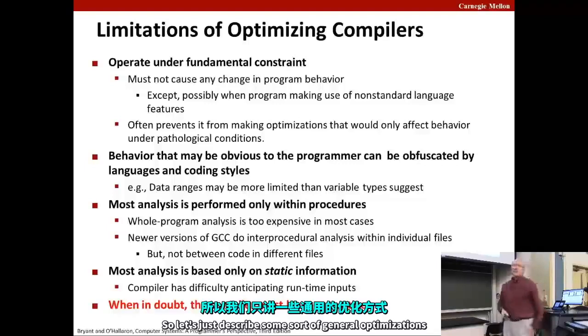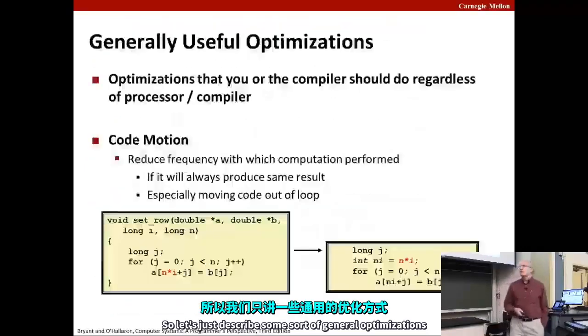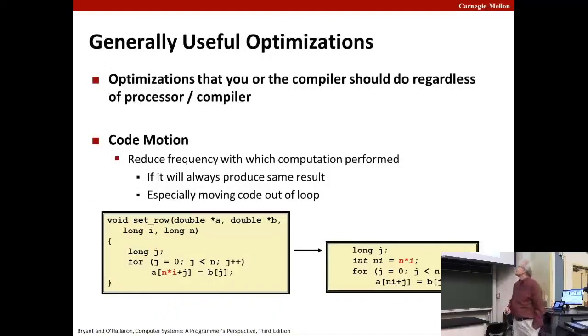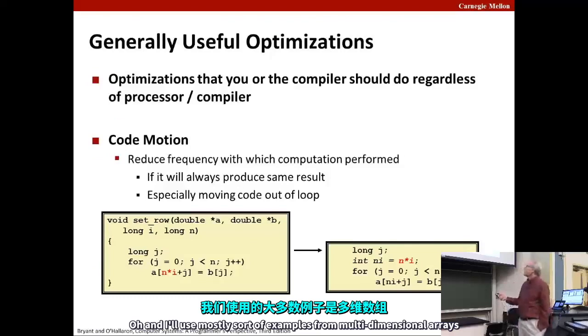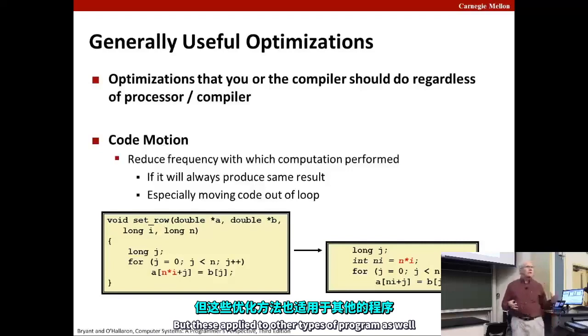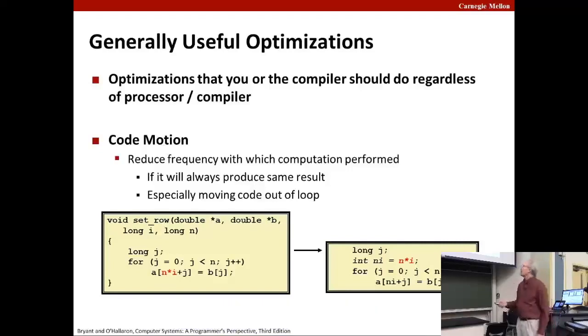So let's just describe some general optimizations. And you've actually seen versions of this in some of the assembly code we've already looked at. I'll use mostly examples from multi-dimensional arrays because those are fairly easy optimization tasks, but these apply to other types of programs as well.